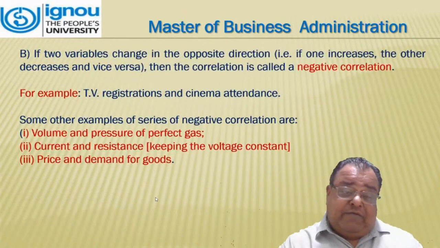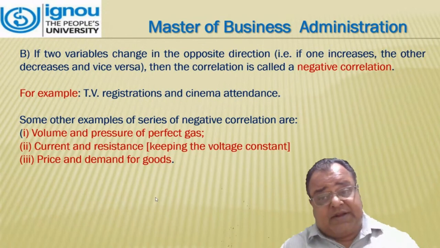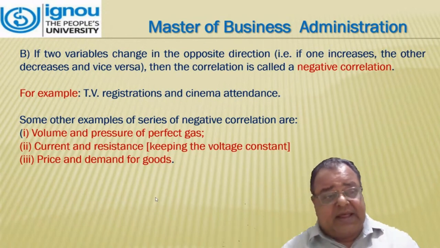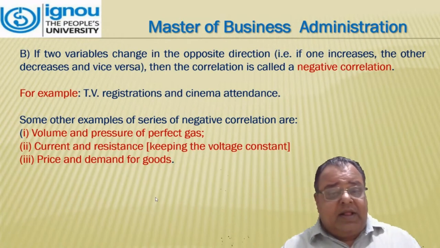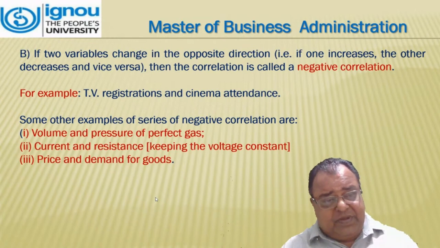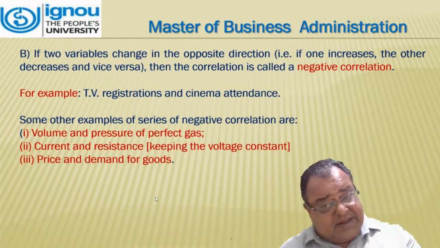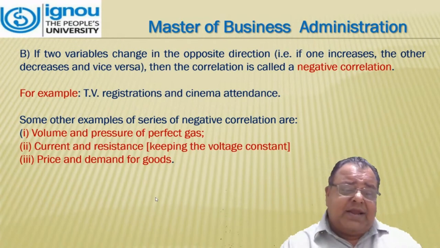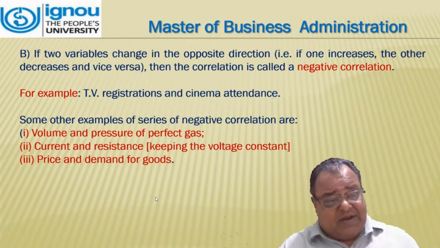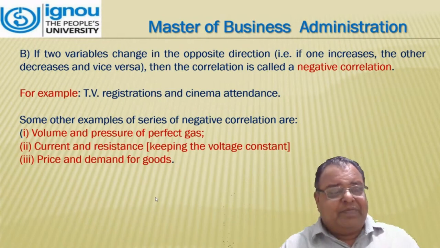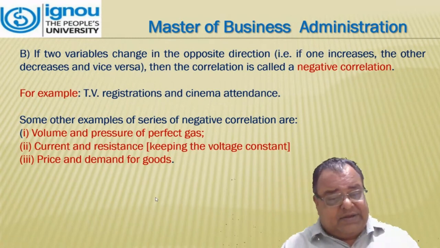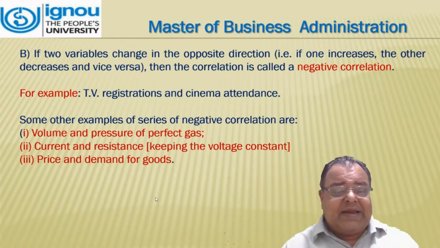But secondly, if two variables change in opposite directions, that is, if one increases and the other decreases, or vice versa, this correlation is known as negative correlation. For example, TV registrations and cinema attendance. Some other examples of negative correlation are volume and pressure of a perfect gas, inversely; current and resistance, keeping the voltage constant, which gives us Ohm's law; and price and demand of goods.